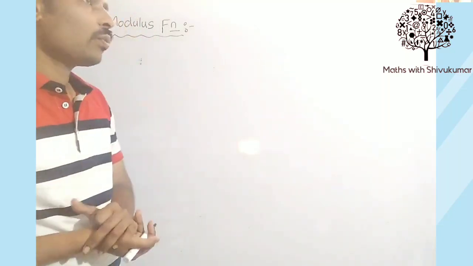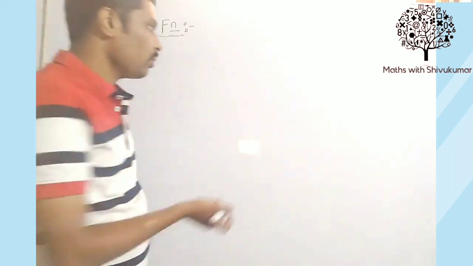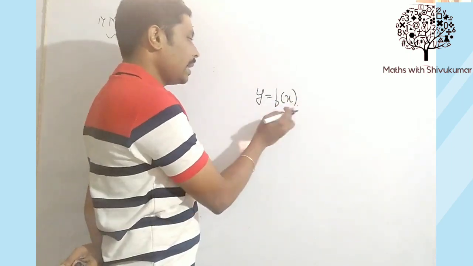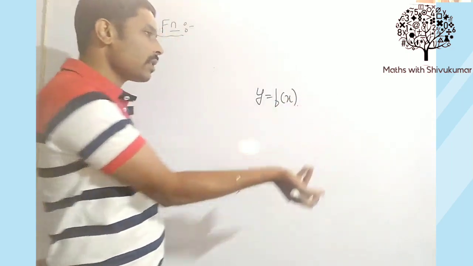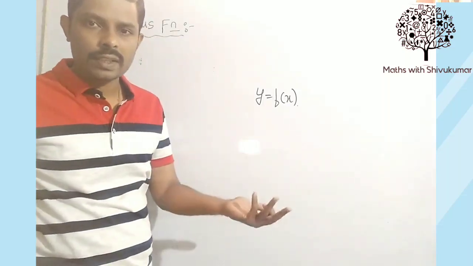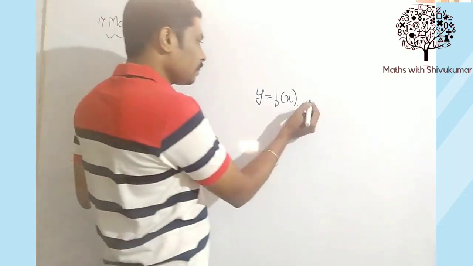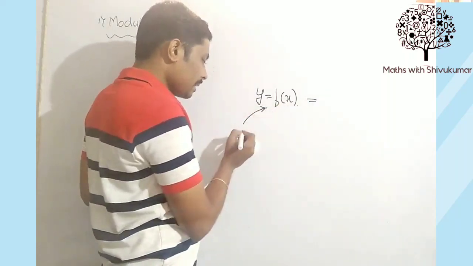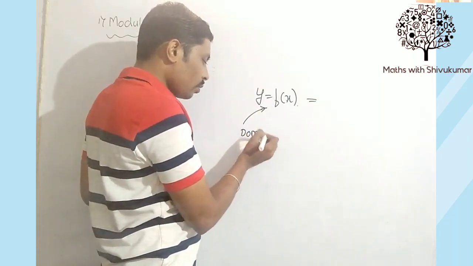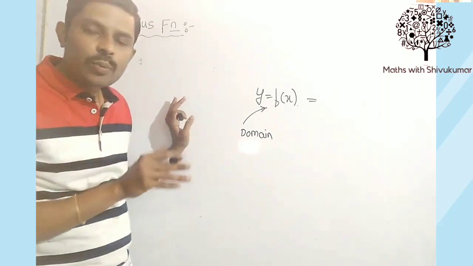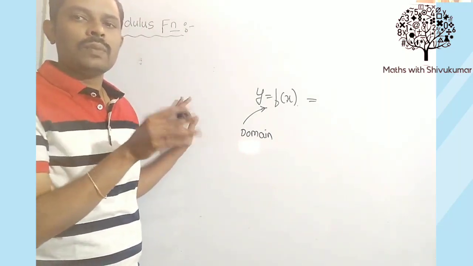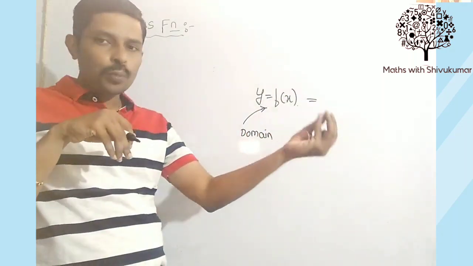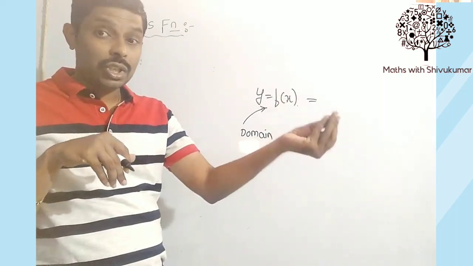Before going to the definition of mod x function, students, I will tell you one thing. Remember, y and f of x both are the same. If I write f of x is equal to, just understand that it is nothing but y is equal to. Whatever values we substitute for x, that is called the domain. Domain means the set of all the input values we give for the function. For every input we are going to get one output, and that is called the range.